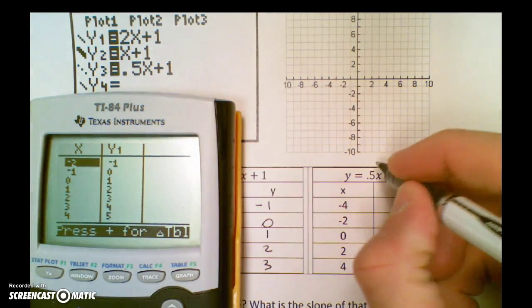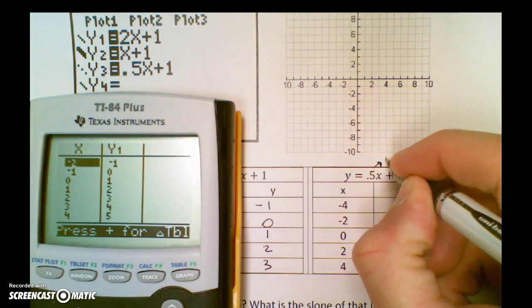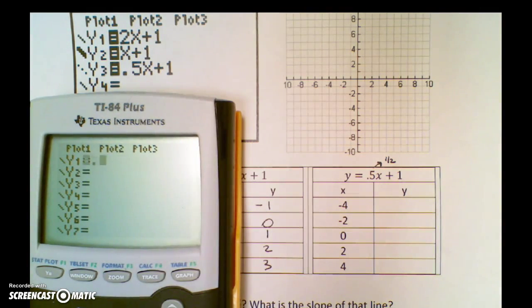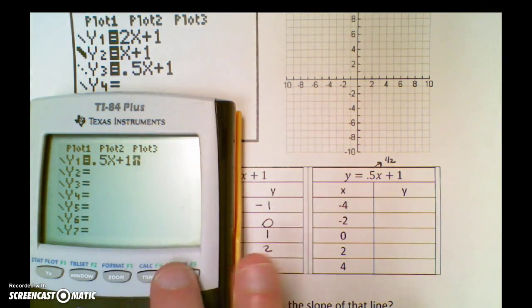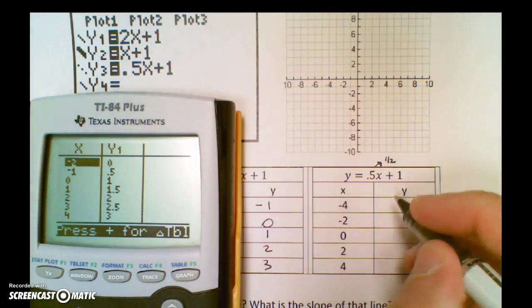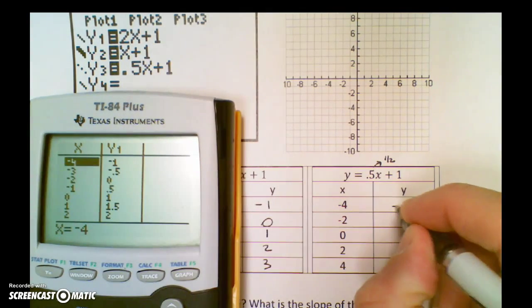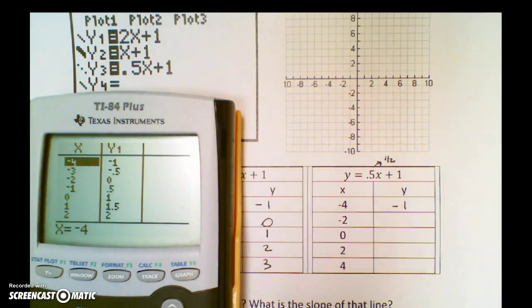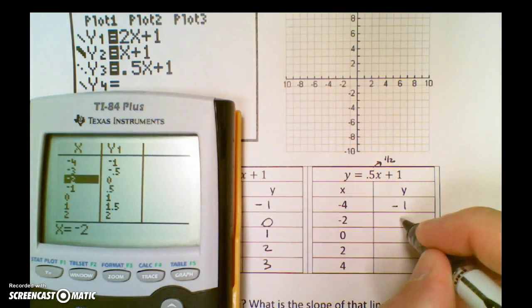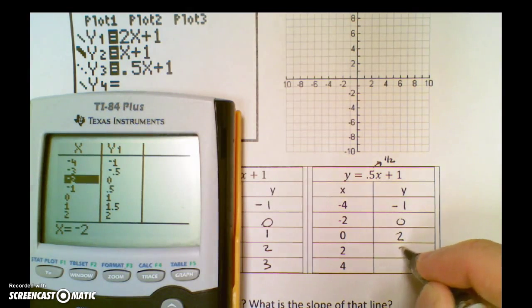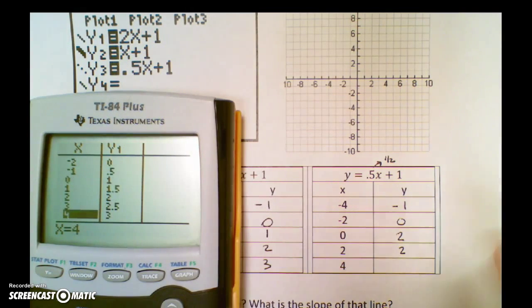And then the last equation, 0.5 is really a half. So we can write it either way. You could say 0.5x plus 1 or 1/2 x plus 1. It's the same idea. Second table. And this one has me start at -4, so I have to jump to -4. So it's -1. Skipping -3, I go to -2, 0, and then 2, and then 4 gives me 3.